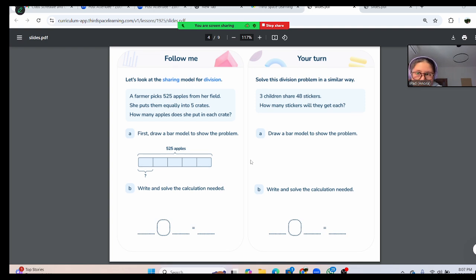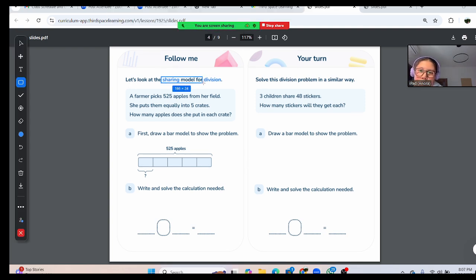So now look at the sharing model of division. In division, what do we do? We share equally, right? So there is a farmer who picks 525 apples from her field and she puts them equally into 5 crates. How many apples does she put in each crate? So you can see the total is how many apples are there in total? 525. And in each crate how many apples is she putting?